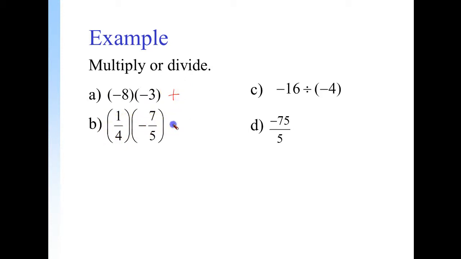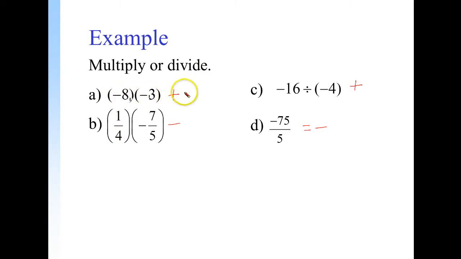This is going to be a negative because one is positive, one is negative. Here we have two negatives, so the result will be positive. Again, one negative, one positive, so the result will be negative. If you work the signs first, now you don't have to worry about the signs.